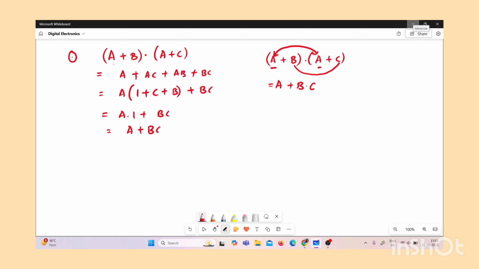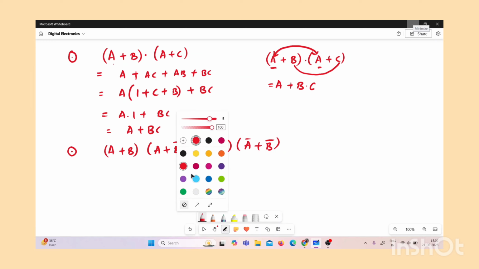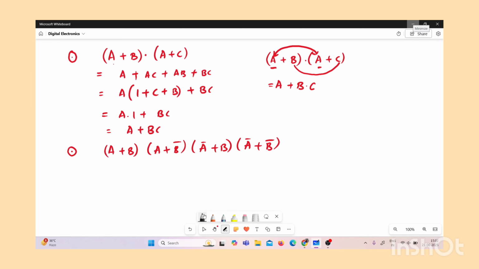So using the above shortcut, let us solve one of the expressions: (a plus b) into (a plus b bar) into (a bar plus b) into (a bar plus b bar). Let us simplify this expression using the above shortcut. From these two terms, a is common, so we get a plus b dot b bar. b dot b bar is 0.